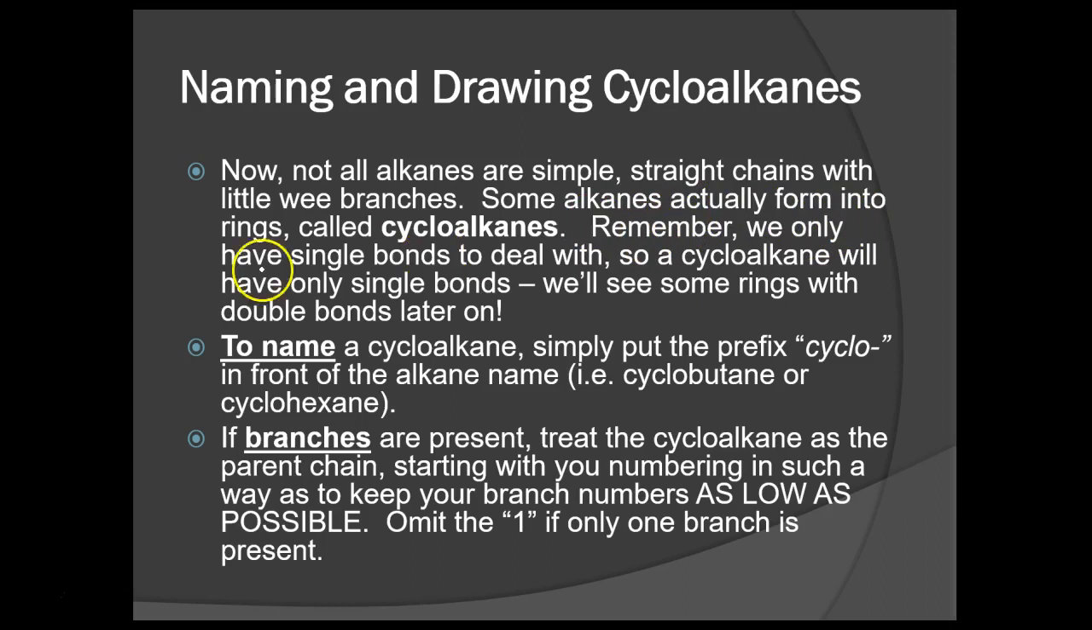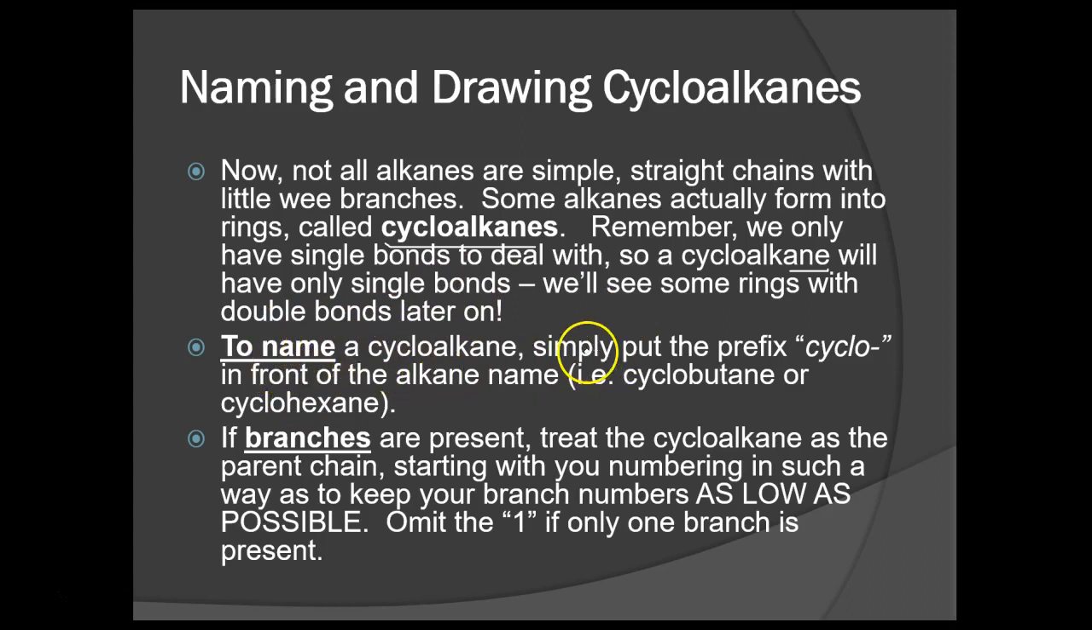Some alkanes actually form into rings we call cycloalkanes. The cyclo part actually refers to the ring that we're talking about. Remember, we only have single bonds to deal with, so a cycloalkane will have only single bonds. Alkane, A-N-E at the end, means single bonds between the carbons. And so we'll see some rings with double bonds later on.